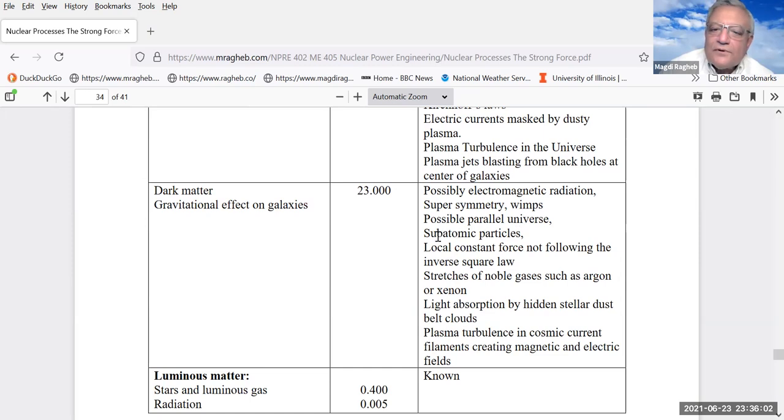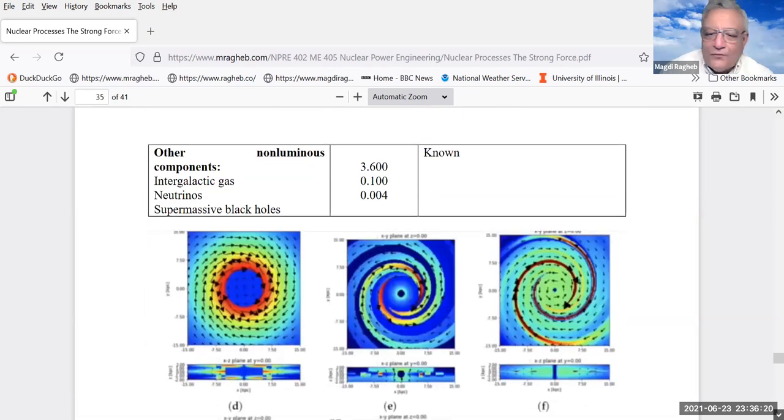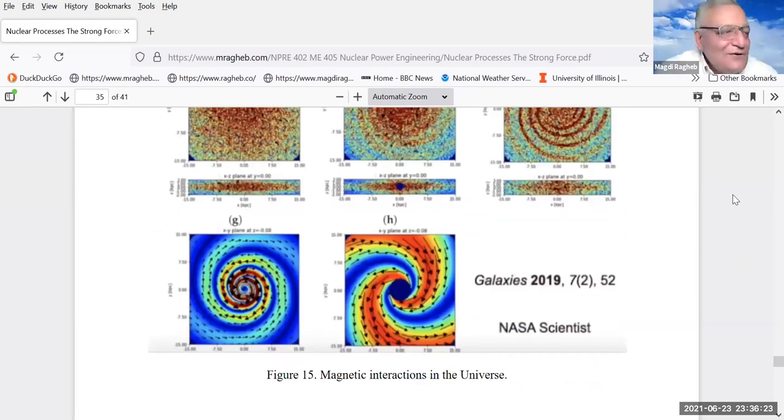People suggest other subatomic particles, which I call the WIMPs. Some people suggest it's a plasma turbulence in the cosmic current. But again, we have cleared all our libraries, all our books and reports and lectures. All we know about our universe is 4%. So the discovery of the extra 96% is left for a generation of scientists, physicists, and engineers.